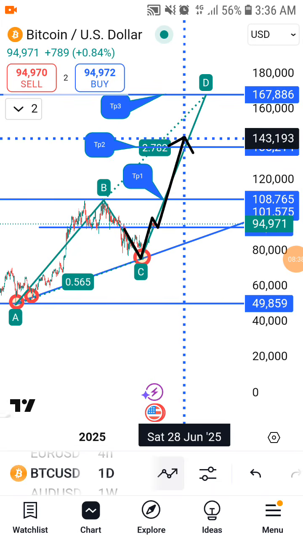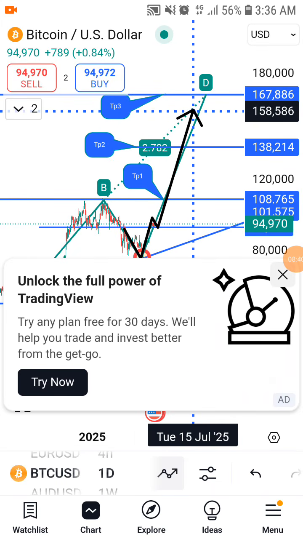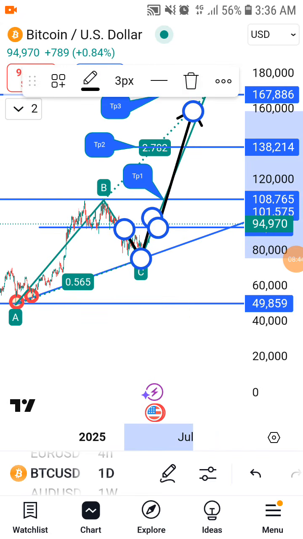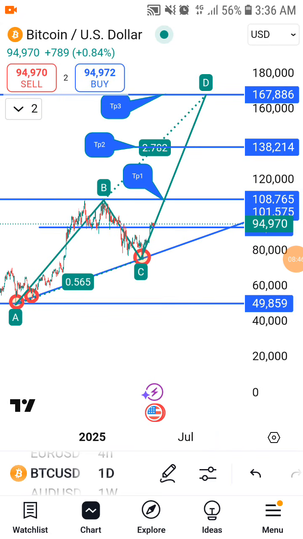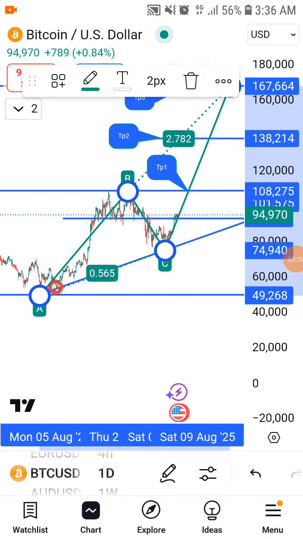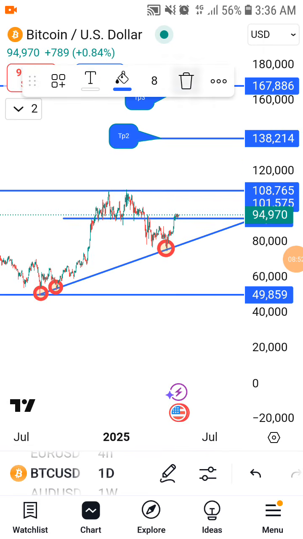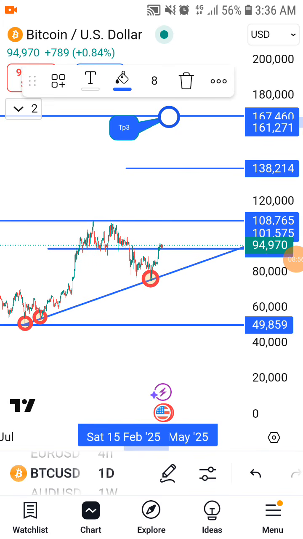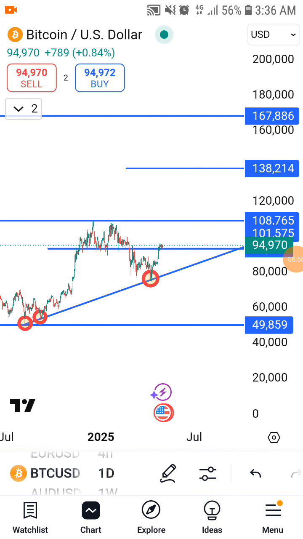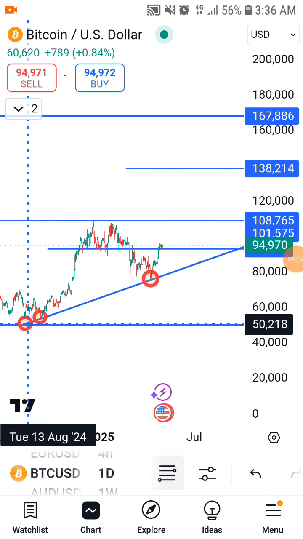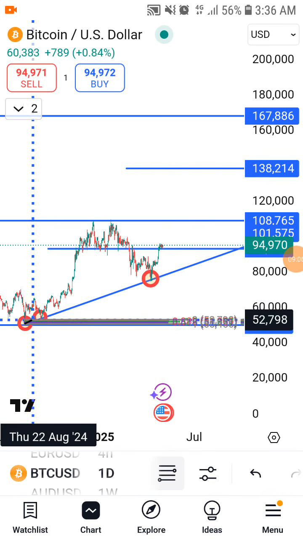And by the help of the ABCD pattern, we are able to identify what BTC is actually doing. So let's do another confirmation, to be sure where BTC is going and what BTC is doing. Let's use Fibonacci retracement to confirm.